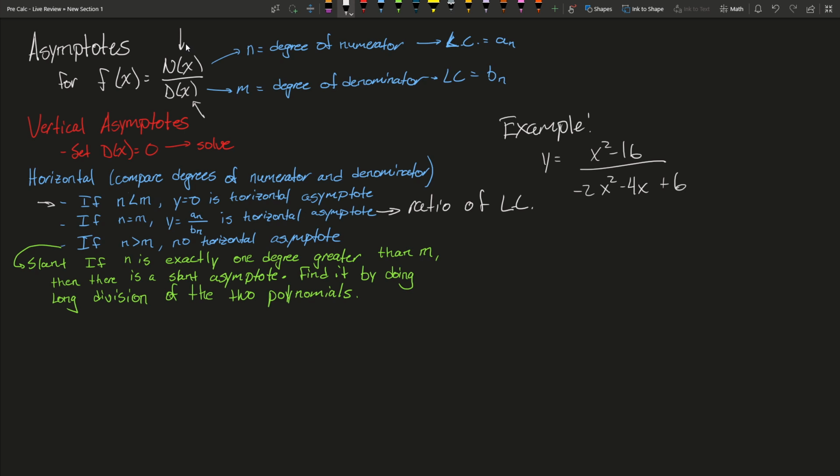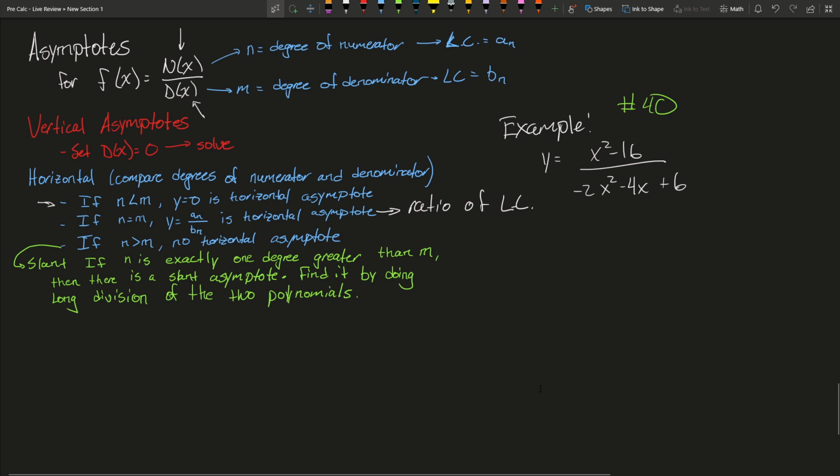If the degree of the numerator is greater than the degree of the denominator, there's generally no horizontal asymptote. But, and this is a special case with slant, if the degree of the numerator is exactly 1 degree greater than the degree of the denominator, then there's a slant asymptote. And we find that by doing long division, actually carrying out the division of the problem. So, for example, this is number 40 on that review packet.